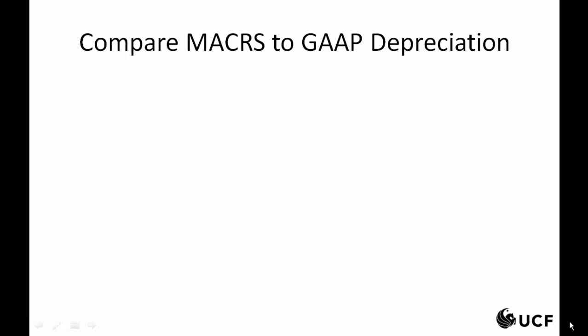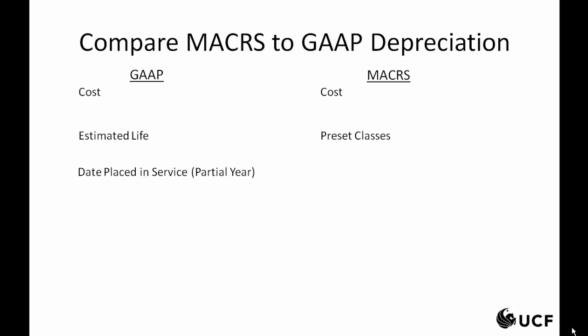So let's do a comparison of what we need to calculate MACRS depreciation versus what we need to calculate GAAP depreciation. The first thing that we need to calculate GAAP depreciation is the cost. Same for MACRS. The next thing that we need to calculate GAAP depreciation is the estimated useful life. For MACRS, however, we have preset classes that all assets fit into, so we narrow down the possibilities of different estimated useful lives.